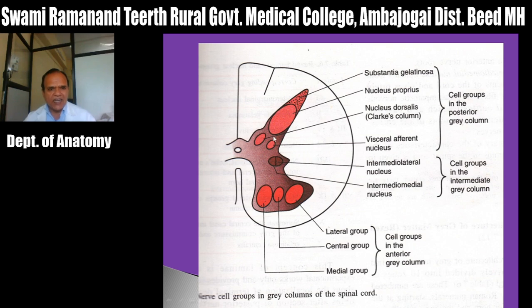Now see the gray matter. Focus on the gray matter. Here you can see the various nuclei. As you know, a nucleus in the central nervous system is nothing but an aggregation of neurons. So neurons are located in the gray matter, and they are aggregated in forms that are called nuclei.